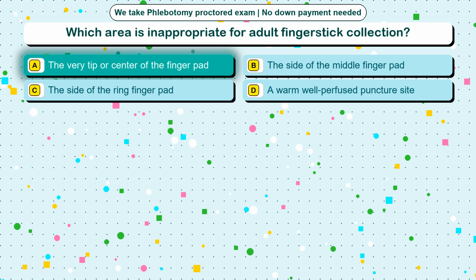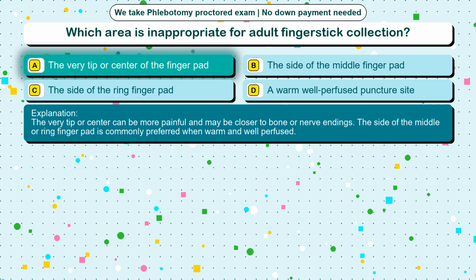The very tip or center of the finger pad. The very tip or center can be more painful and may be closer to bone or nerve endings. The side of the middle or ring finger pad is commonly preferred when warm and well-perfused.